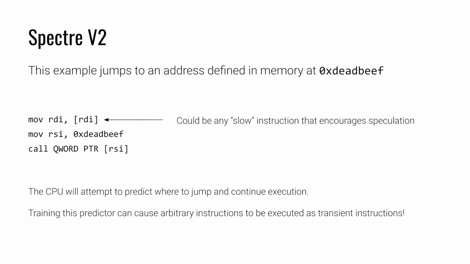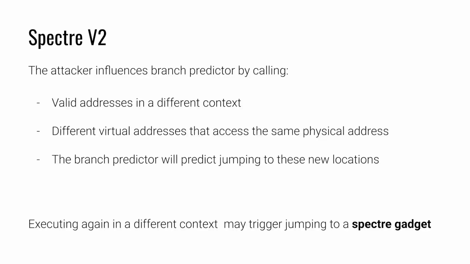Very similar to Spectre V1, where there was a branch predictor, the CPU has a predictor for indirect jumps as well. And this indirect jump predictor can be trained. And by training it, we can cause arbitrary instructions to be executed as transient instructions if we train it to predict incorrectly.